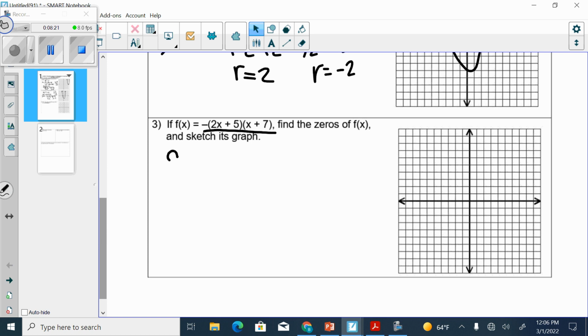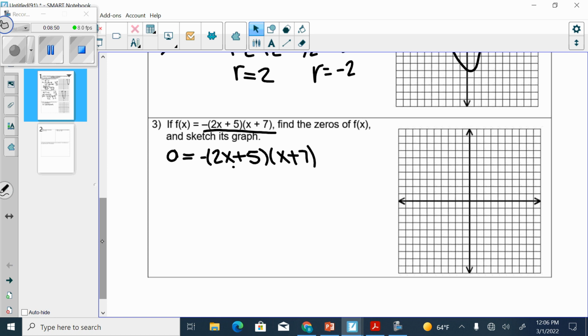Okay. So they have 0 equals negative 2x plus 5 times x plus 7. Okay? Well, the next thing we would need to do would be to factor it, right? Okay? But they also already did that, right? They already broke it into the parentheses for us. So once it's factored, then what are we supposed to do? Put everything equal to 0.